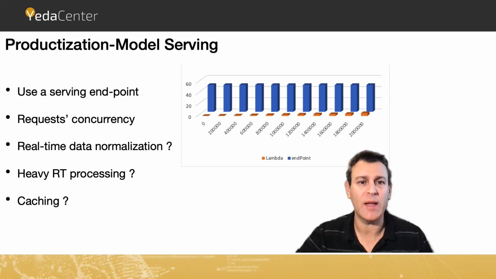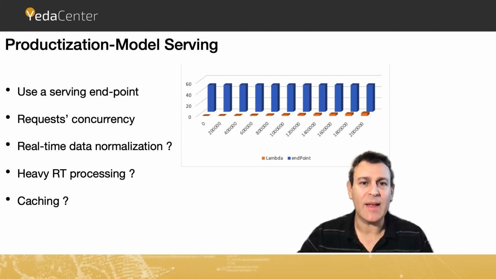So if you need to take a video, for example, and then manipulate it before running the model, you might need some stronger hardware in your real-time inference. And this might require some more heavy-lifting real-time processing, might even be a GPU-based machine.